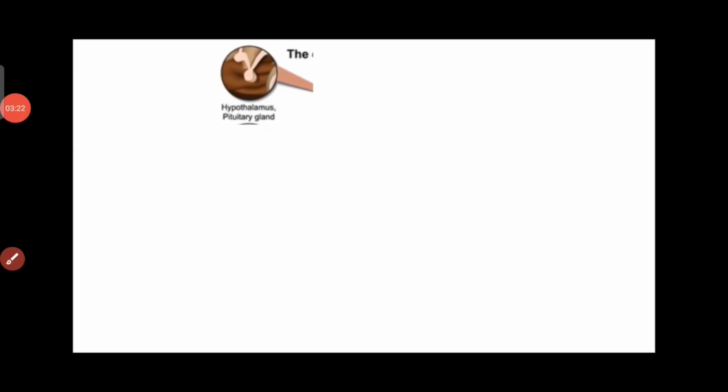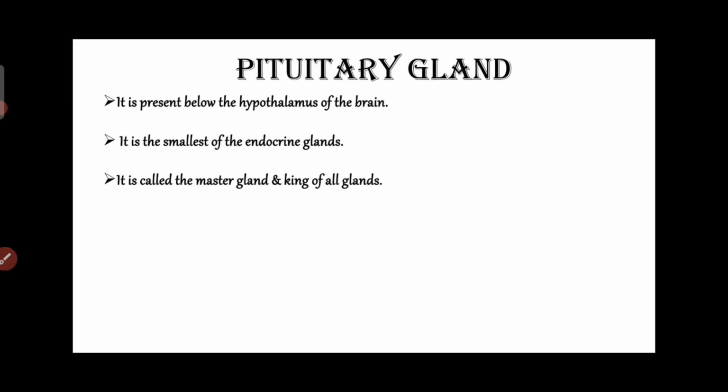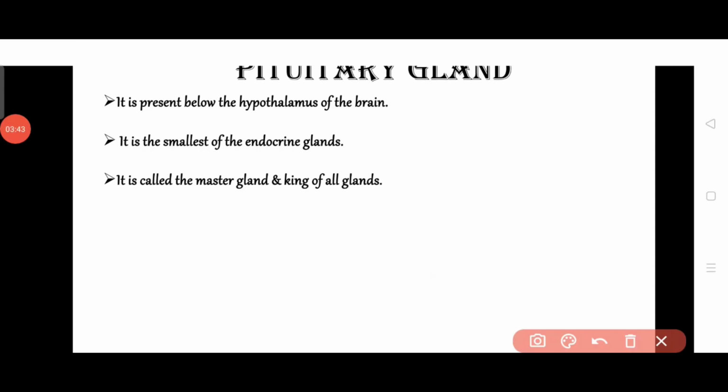Next, coming to the pituitary gland. It is present below the hypothalamus of the brain. It is the smallest of all the endocrine glands. It is known as the master gland because it controls most of the other endocrine glands.